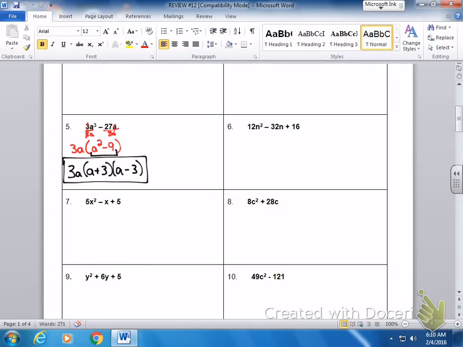So remember to check GCF first, and then check difference of squares. Had that been plus, we would have been finished. The answer wouldn't have been prime. It would have just been what's right here. Let's move over to number 6.